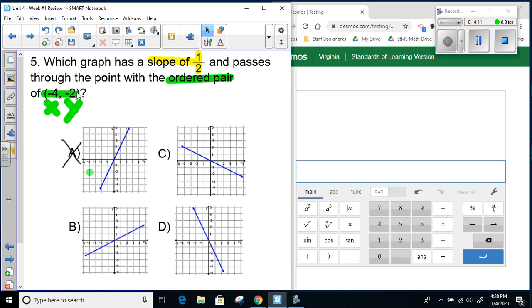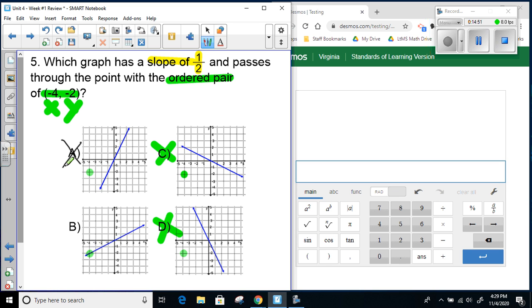Let's check for the point -4, -2 in B. From the origin, I go left 1, 2, 3, 4, and down 2. That is on the line at B, so I can't eliminate choice B. I have to check the slope. Let's go to choice C. I need to go left 1, 2, 3, 4, and down 2. That is not on the line, so C is a bad choice. And from D, I start at the origin. I go left 4 and down 2, and that point is not there, so D is also a bad choice.